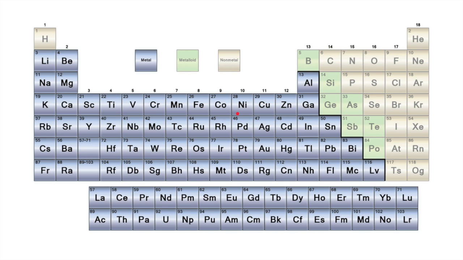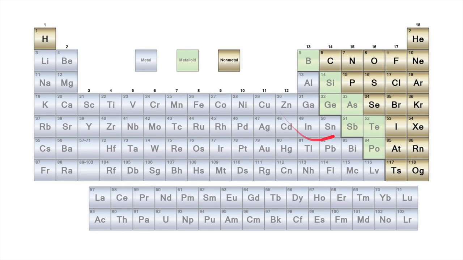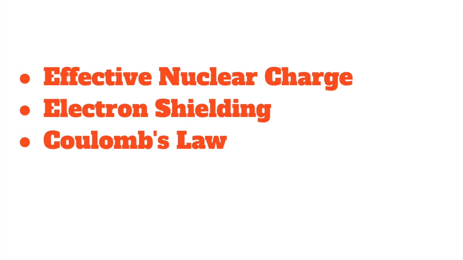The periodic table, which has metallic elements to the left and nonmetals to the right, has certain trends or patterns that determine the atomic radius, ionization energy, electron affinity, and others. And today I'm going to break them down and explain what they are. Before we get into it, however, we must first cover three concepts that connect all the trends of the periodic table. These are effective nuclear charge, electron shielding, and Coulomb's law.